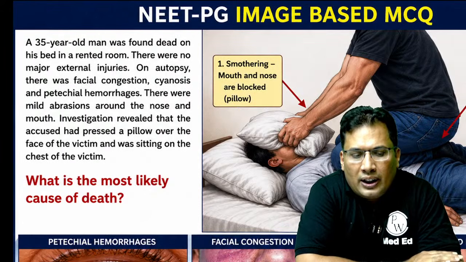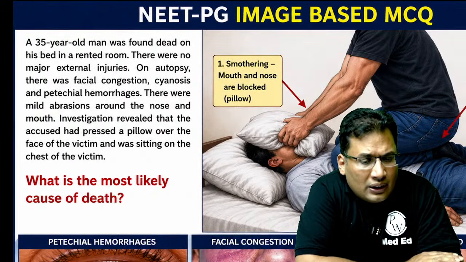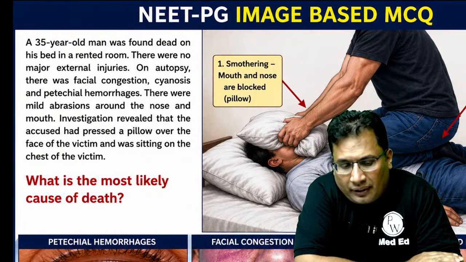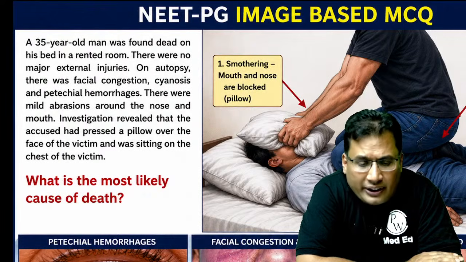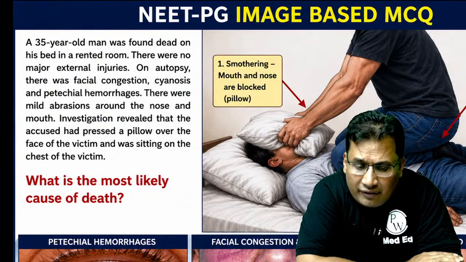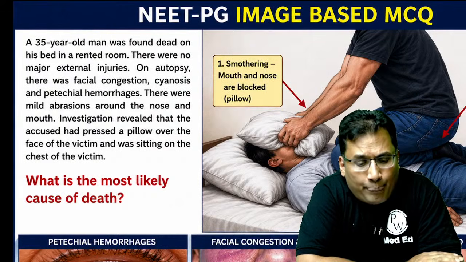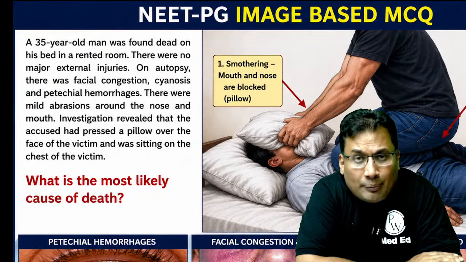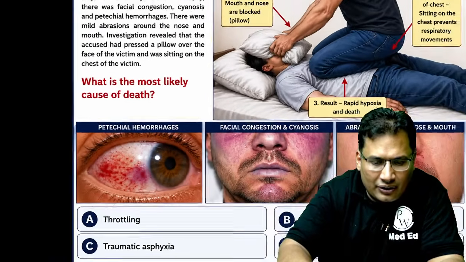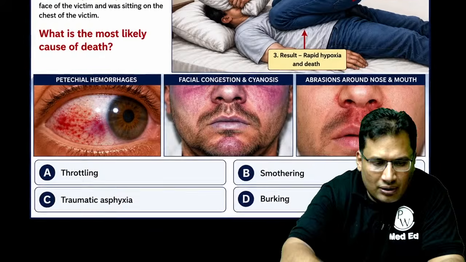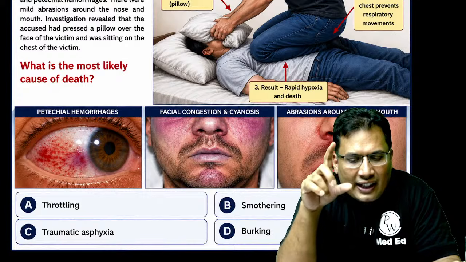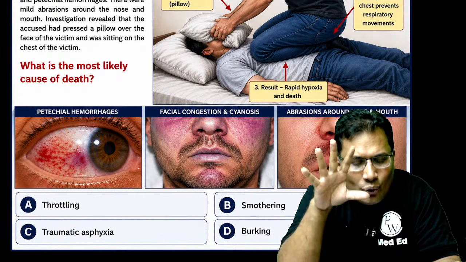A 35-year-old man was found dead on his bed in a rented room. There were no major external injuries. On autopsy, there was facial congestion, cyanosis, petechial hemorrhages. There were mild abrasions around the nose and mouth. Investigation revealed that the accused had pressed a pillow over the face of the victim, and was sitting on the chest of the victim. So what is this method known as? In this method, the findings are petechial hemorrhages, facial congestion and cyanosis, abrasion around the nose and mouth.